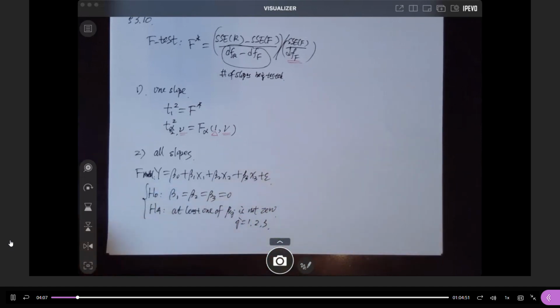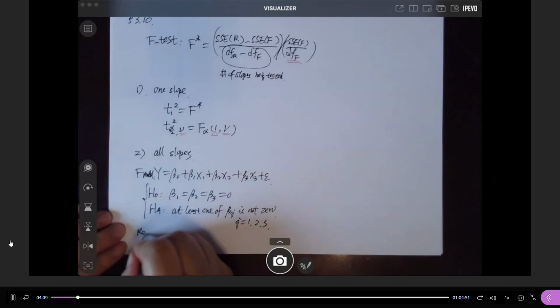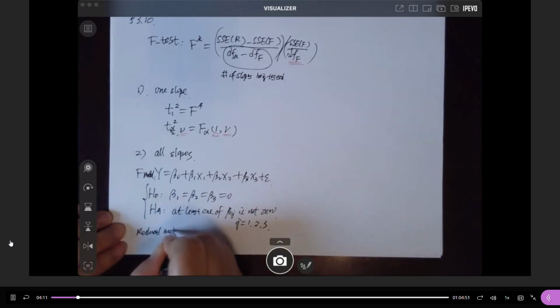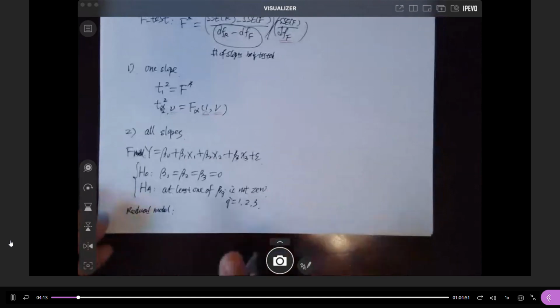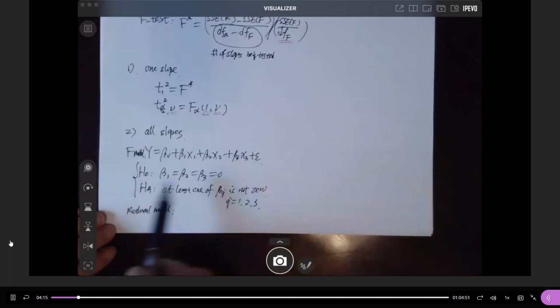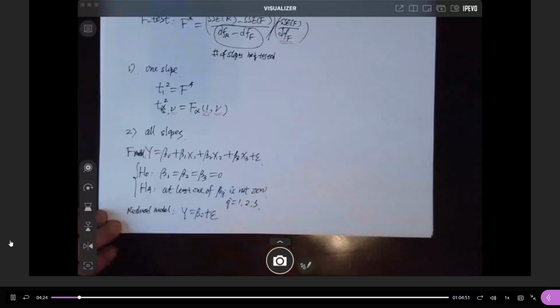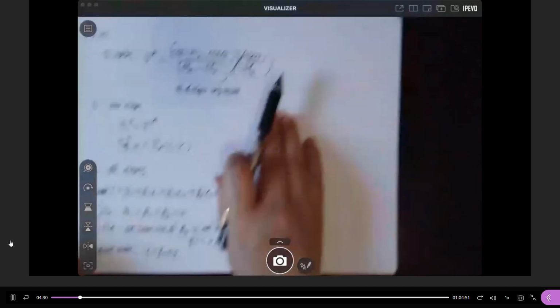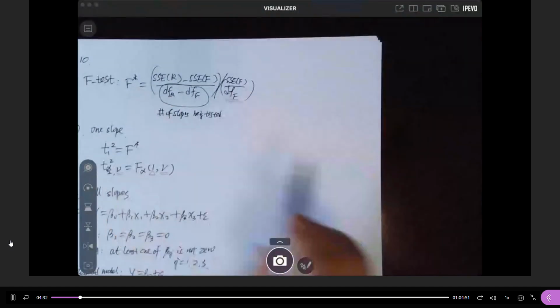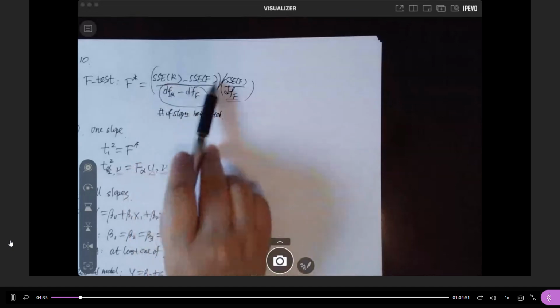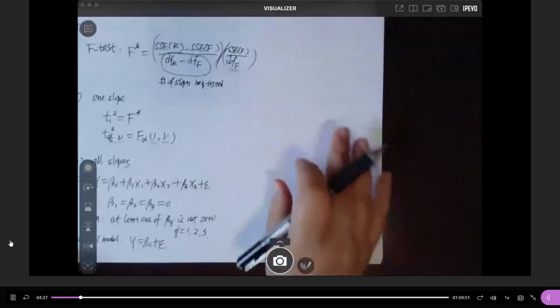So what is the reduced model? This is the full model. If you are trying to test all slopes, what is the reduced model? You are going to assume, according to the null, all beta 1, 2, 3 are 0. So you basically have y equals beta 0 plus epsilon. Following this, you have your full model and reduced model defined. You are going to compute the F star, filling in all the SSEs. Then the test is easy.